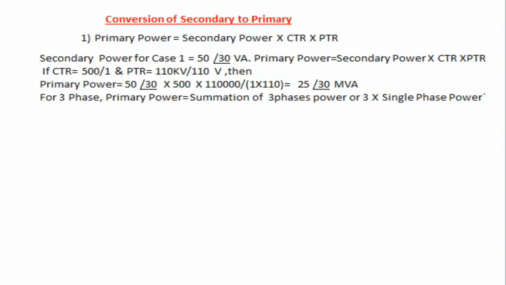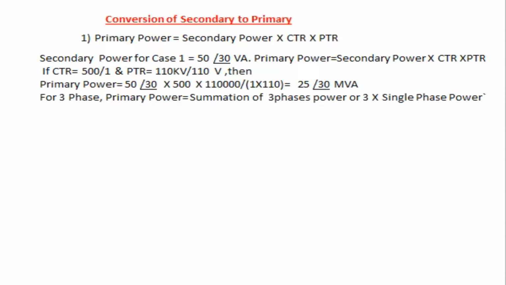Till now we have seen the secondary power only. If you want to convert to primary power, primary power is equal to secondary power into CT ratio into PT ratio. Suppose the secondary power for case 1 is 50 angle 30, CT ratio is 500/1 and PT ratio is 110 kV/110 volt. Then primary power is equal to 50 angle 30 into 500 into 110,000 divided by 1 into 110, equal to 25 angle 30 MVA.